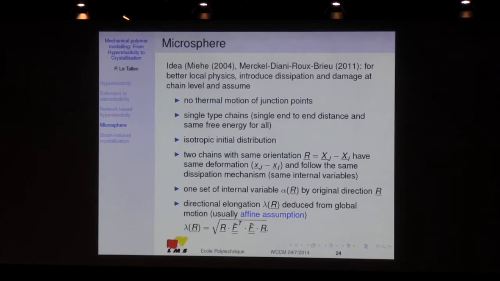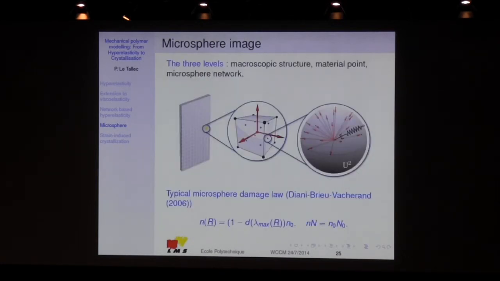The idea is you take the same assumption which was used later by Christian Linder. No thermal motion of the junction, so zero temperature junction, one chain. In each orientation, a chain has a given physical state. But well, the directional elongation, you may assume it's affine, but you add an internal variable on each direction. So that gives you this type of picture. This is the structure, this is your material point. At the material point, you have a collection of directions, and on each direction, you have a mechanical system.